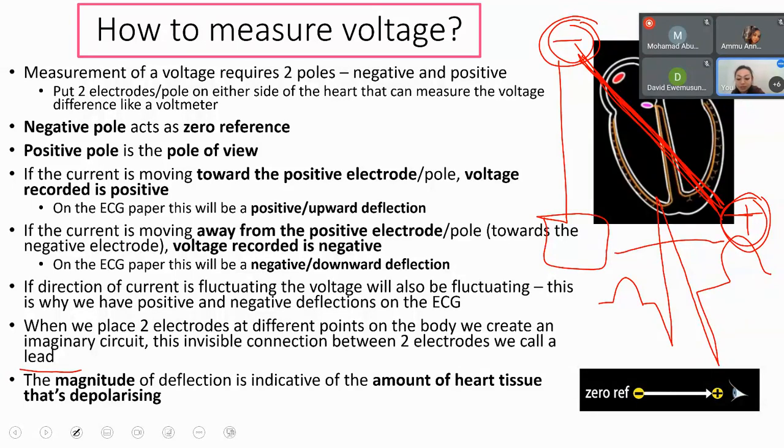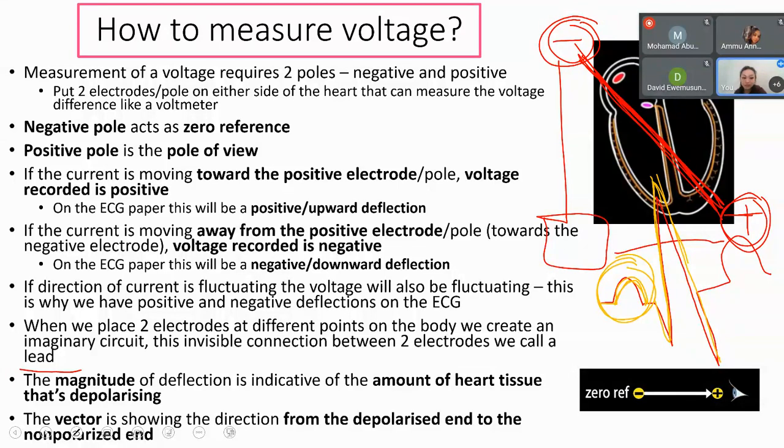The magnitude of deflection is indicative of the amount of heart tissue that's depolarizing. I think I briefly mentioned this last week, when I explained why the P wave is small compared to the QRS wave. The reason is that the atria have a much smaller muscle mass compared to the ventricles. The ventricles are massive compared to the atria. That's why we see a bigger magnitude of deflection for the QRS and a smaller one for the P wave.